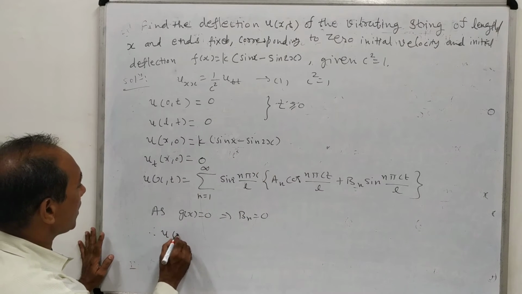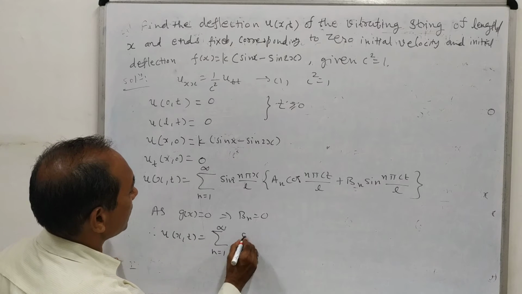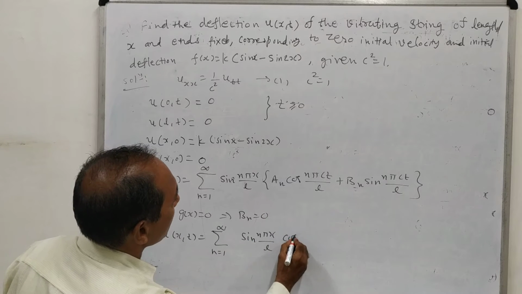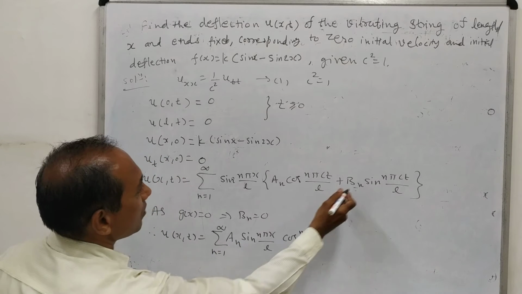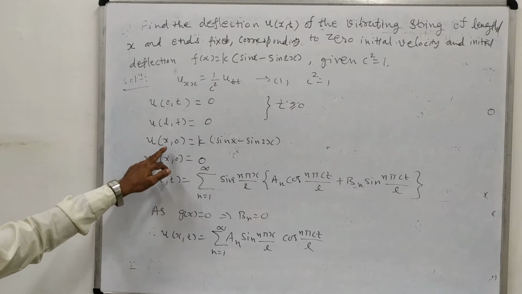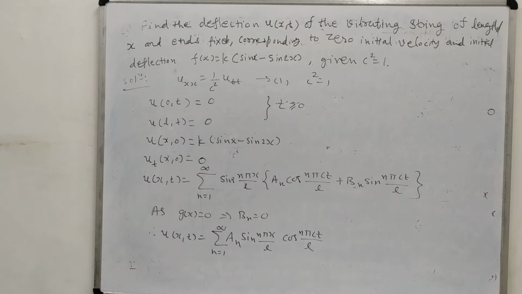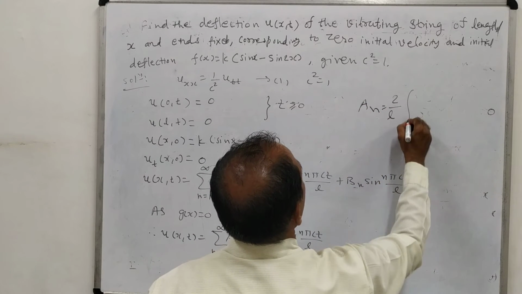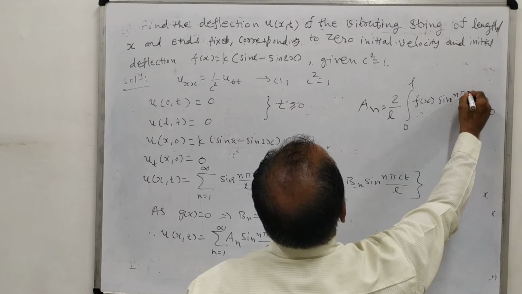Therefore, our solution will become now u(x, t) equals sigma n equal to 1 to infinity sine n pi x upon L into a_n cos n pi ct upon L. b_n is 0. Now we want to use the fourth condition, this condition u(x, 0), and that is the value of f(x). And we know the formula for a_n as we used in the last one: integral 0 to L f(x) into sine n pi x upon L dx.